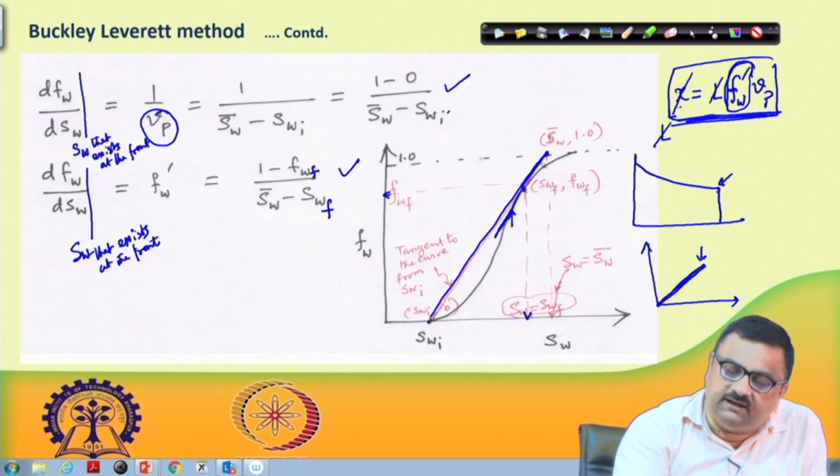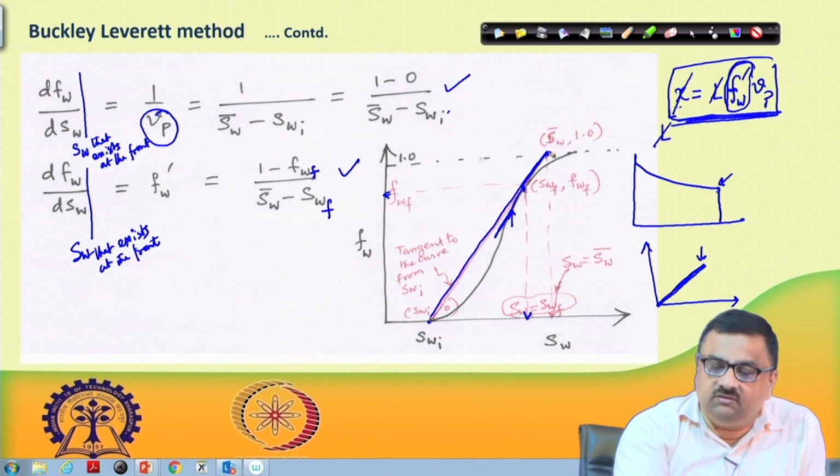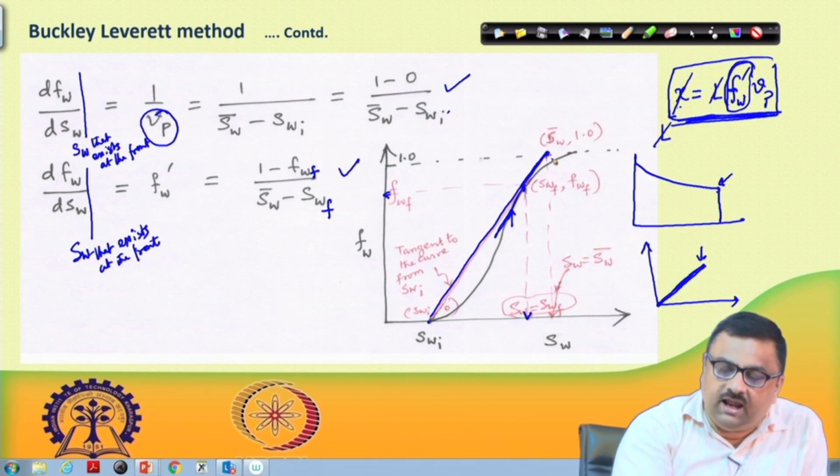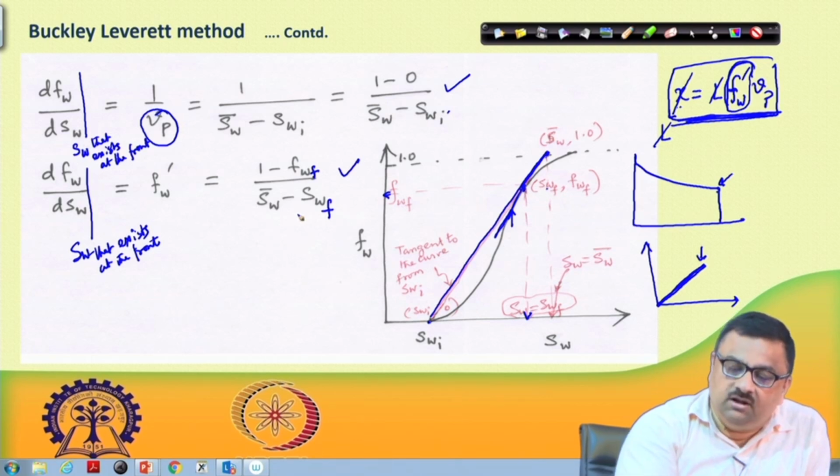What is the slope of this line? It is this y value minus this y value divided by this x value minus this x value. So, what is the y value? Y value is 1, here the y value is FWF, right. So, 1 minus FWF, and SW bar minus SWF. So, this particular slope is same as this.